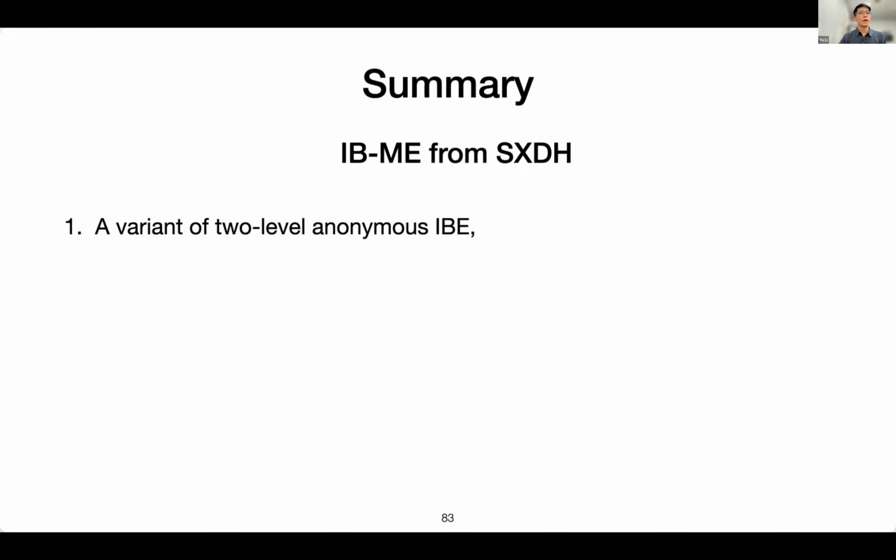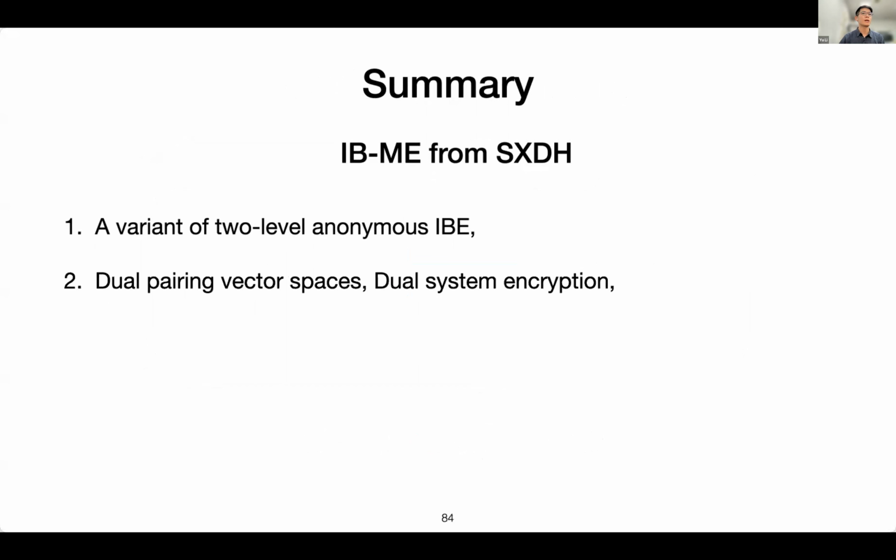So in this work, we built the first IBME scheme under standard assumptions in the standard model by giving a variety of 2-level anonymous IBE. We mainly employ dual pairing vector spaces and dual system encryption during construction and the security proof.